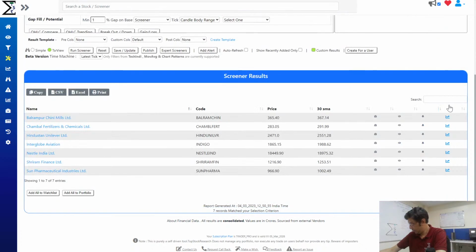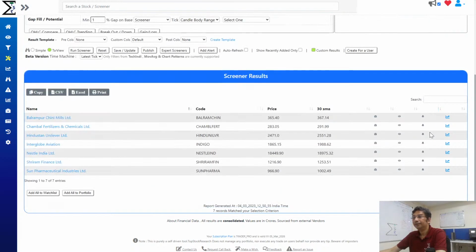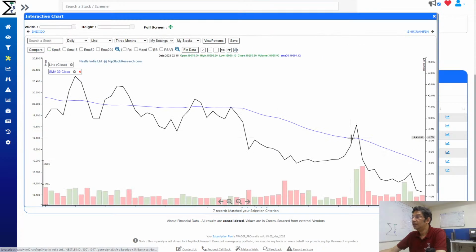The next example we have is Chambal Fertilizer, a small breach. Then the third example we have is Nestle, a small breach here in terms of that breakout. If you see quite a few breakouts, small breaches there, but still it's coming out here, right?